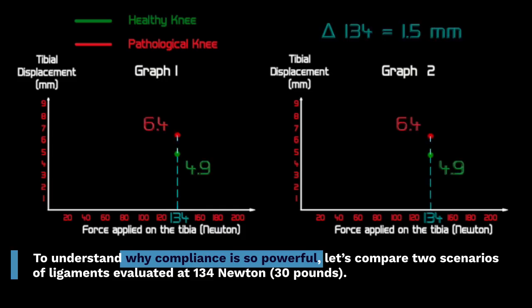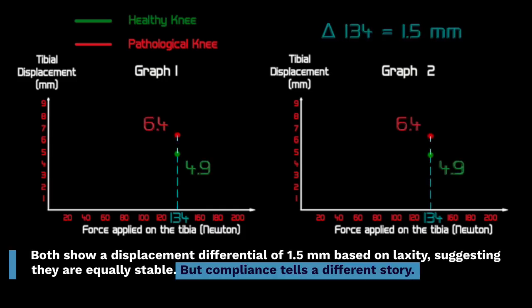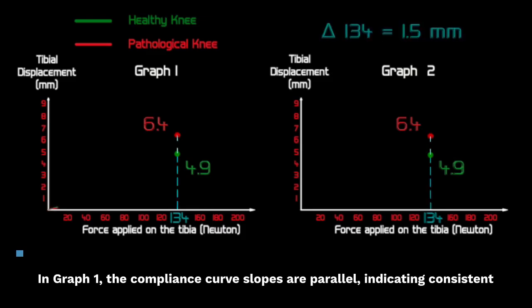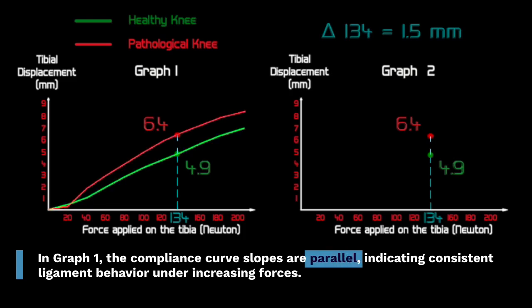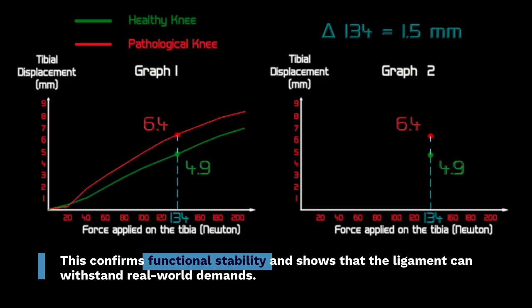or 30 pounds. Both show a displacement differential of 1.5 millimeter based on laxity, suggesting they are equally stable. But compliance tells a different story. In graph 1, the compliance curve slopes are parallel, indicating consistent ligament behavior under increasing forces. This confirms functional stability and shows that the ligament can withstand real-world demands.